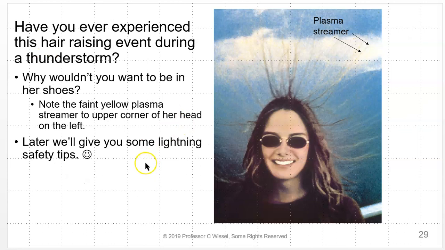Now, have you ever been in a thunderstorm and felt your hair standing on end? Well, that's a danger sign. That's a sign that you really shouldn't be there. Here's a picture of a woman, and her hair's all standing on end. She probably felt that hair standing on end feeling. This person is in extreme danger. If you look very carefully, there's a faint yellow plasma streamer that is connected, running from the corner of her head up into the clouds.